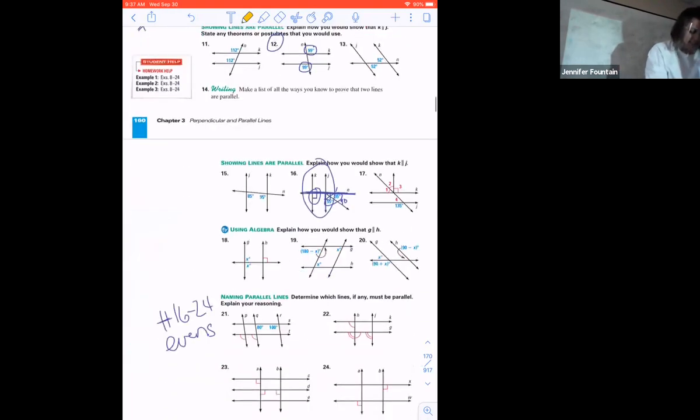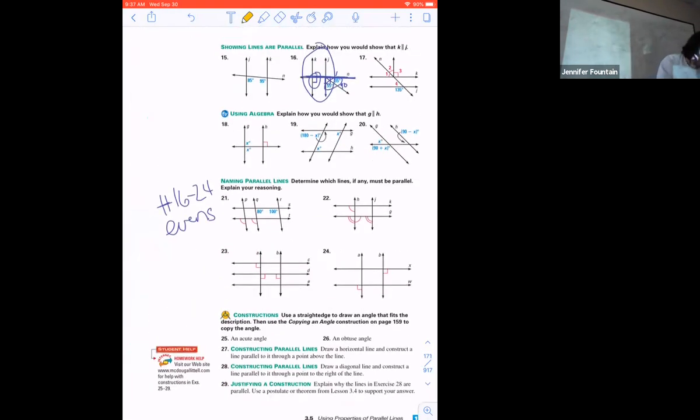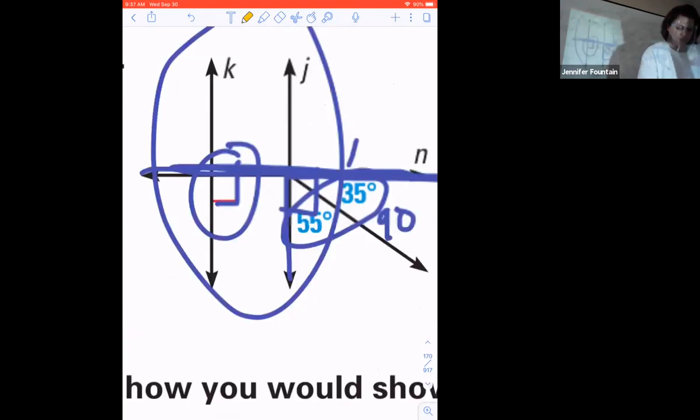Then we moved on and did 16 through 24 even. Starting on 16, page 161, explain how you would show that K is parallel to J. What do we know about these angles? 35 plus 55 is equal to 90, so this angle down here would be 90 degrees.